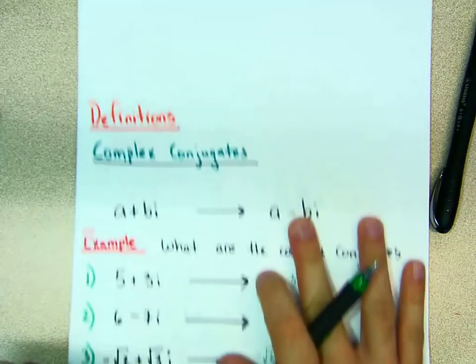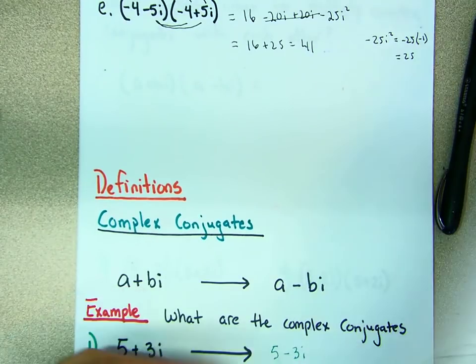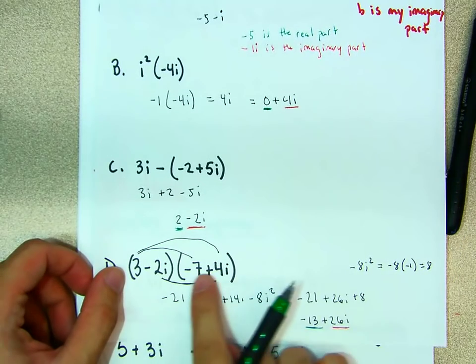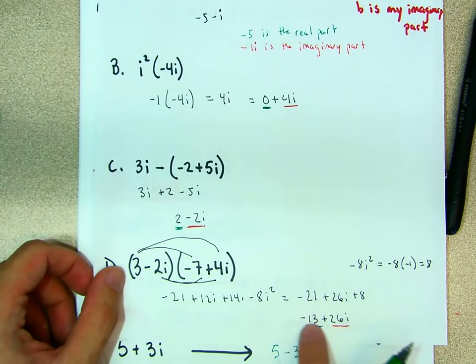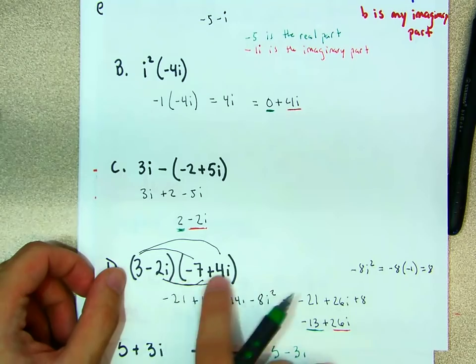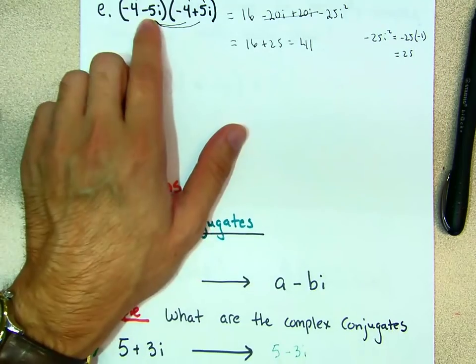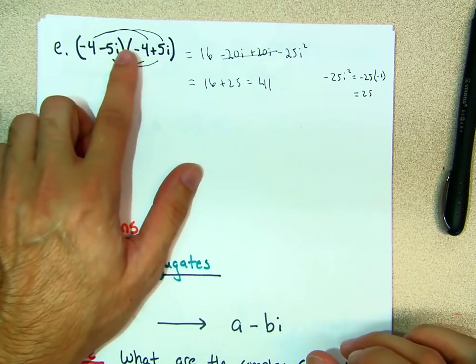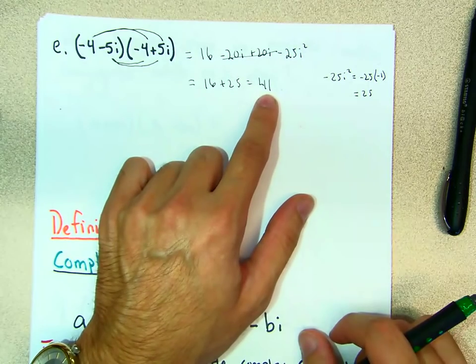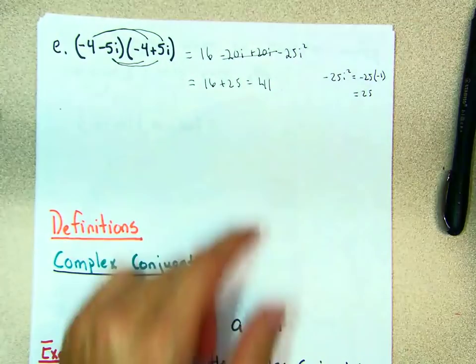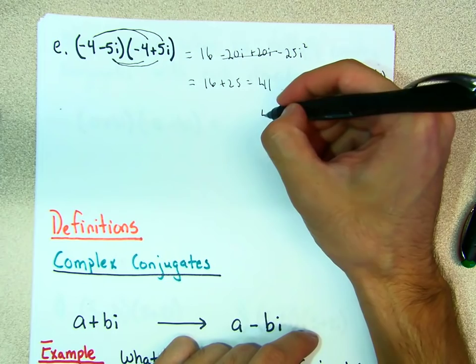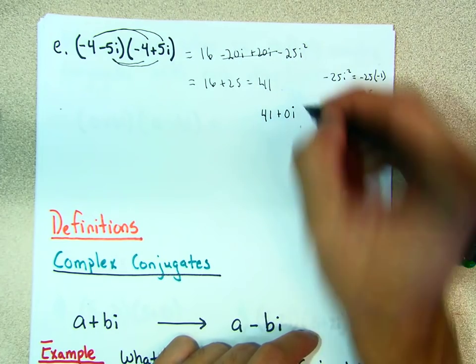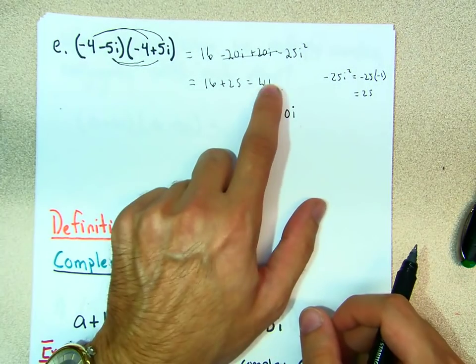And notice here, when we multiplied these together, we got a complex number. They're not conjugates of each other. Here, when we multiplied by complex conjugates, we got a whole number. Oh, and Mr. G is wrong. This is incorrect. This should be 41 plus 0i. Here, we just got a real number.